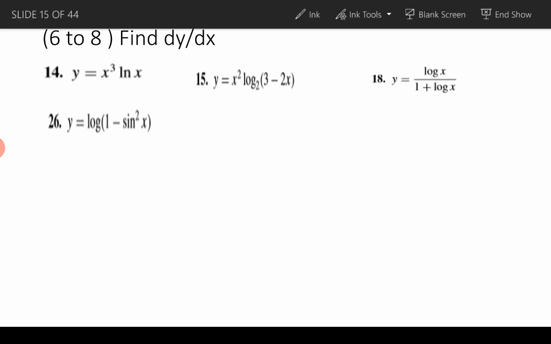There are 4 more problems of the same type. Problem number 14, 15, 18 and 26 with the different base problems. Okay, let's try problem number 14.